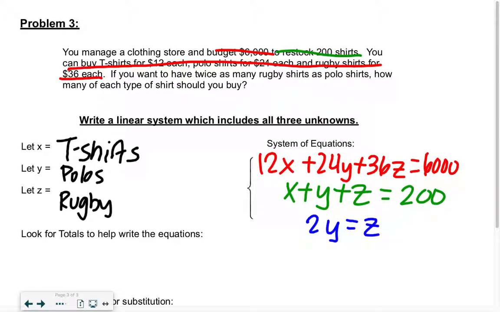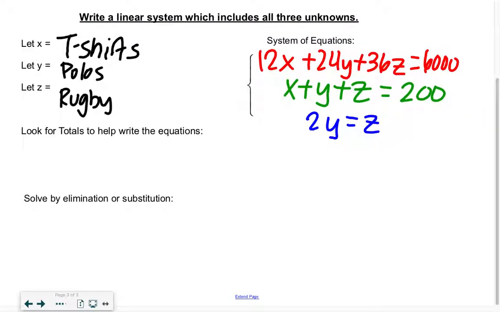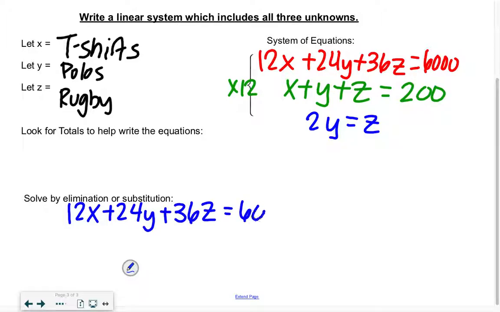So, we good? Let's go down to where we solve by elimination or substitution. Do we have anything that's nice? Unfortunately not. So, what I think is easiest is to multiply green by 12, don't you think? Positive 12, okay. So I'm going to rewrite our top one down here. 12x plus 24y plus 36z equals 6,000.